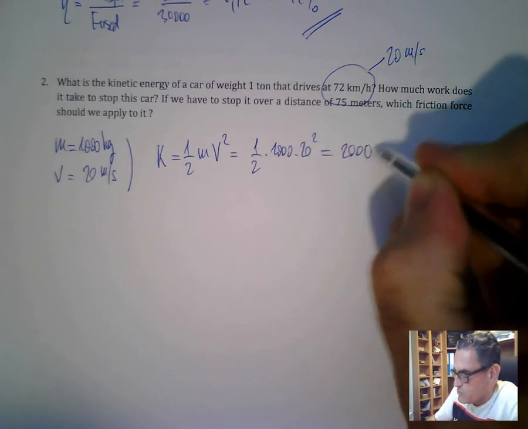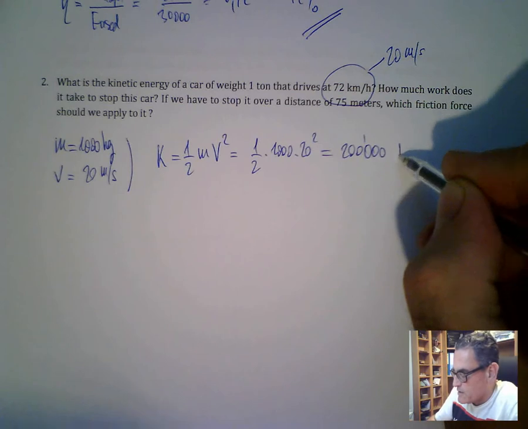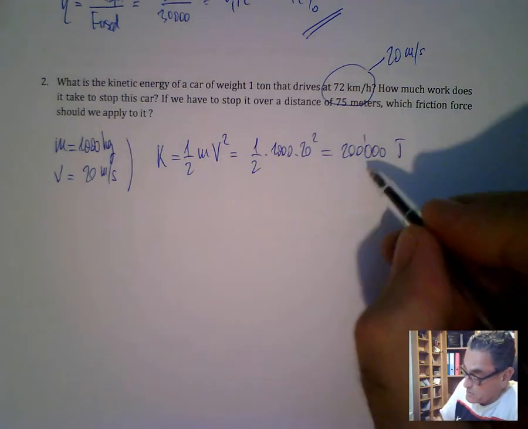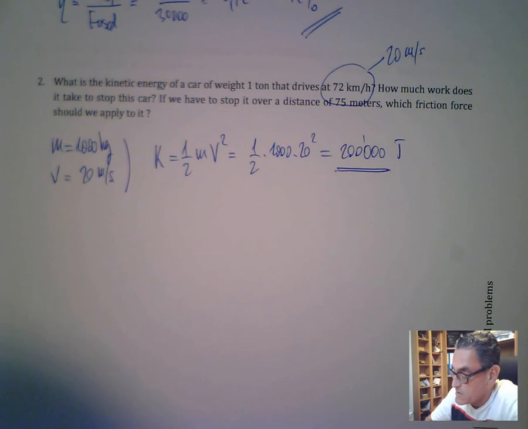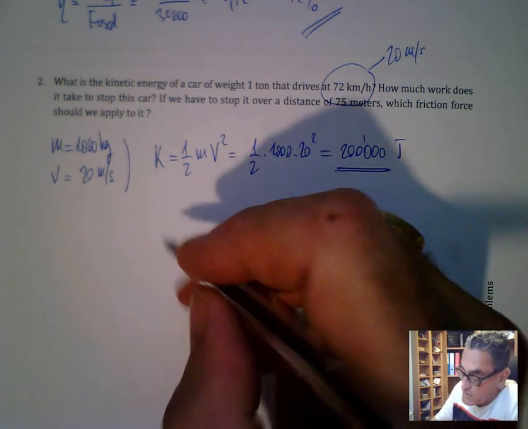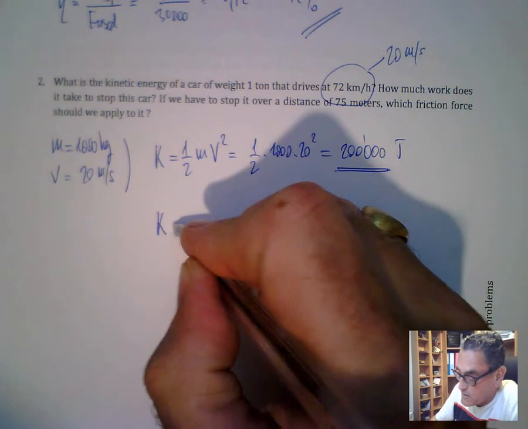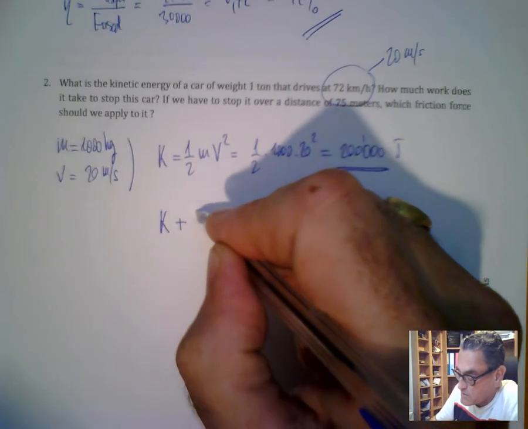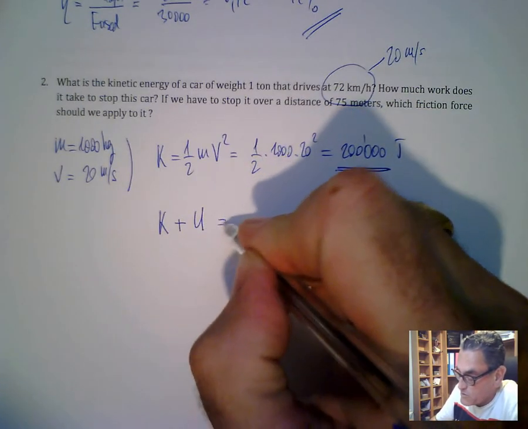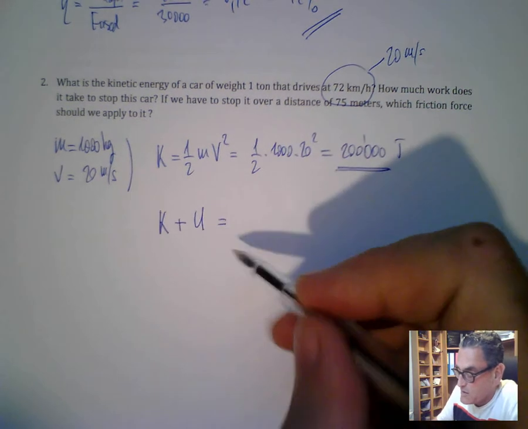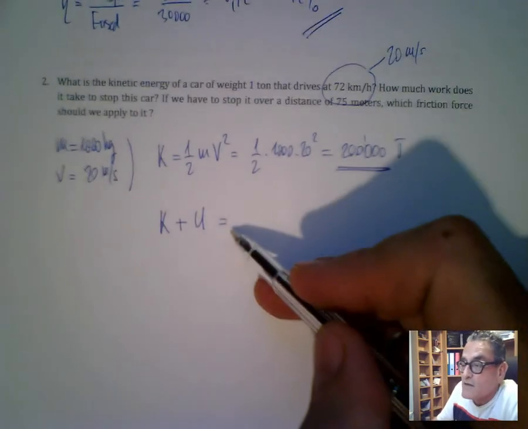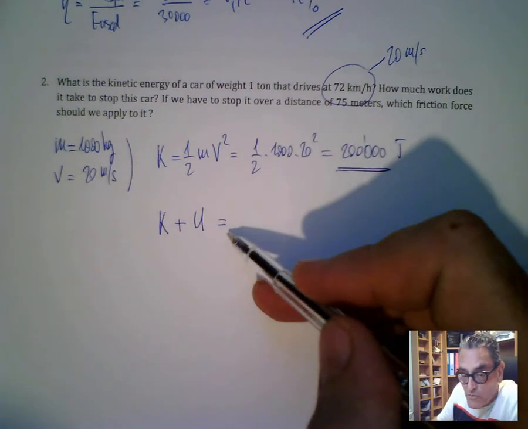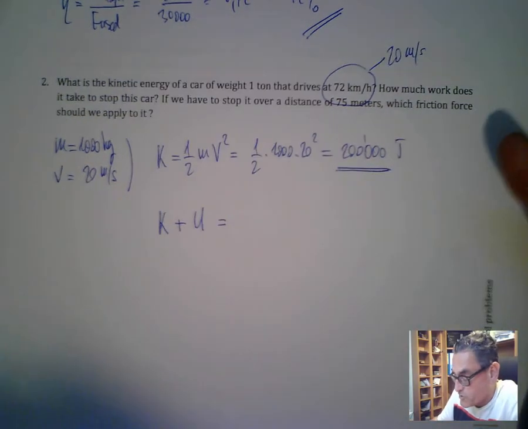And so this is 200 with 3 more 0s. It's 200,000 joules. Okay, this is the kinetic energy of this car. Now, how much work does it take to stop this car? Well, as you know, the kinetic energy plus the potential energy are constant in a conserved system, but if there is an external force acting on the system, these will change.